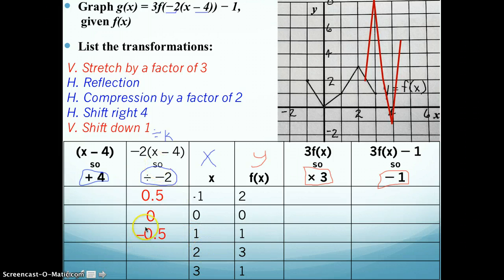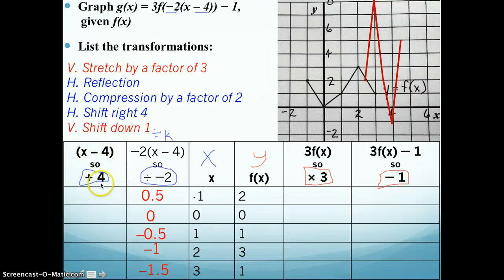This x value is going to be divided by -2. This x value is going to be divided by -2. Same thing. Right here, all I'm doing is dividing all my x values by -2. And that means I'm applying this horizontal reflection and compression at the same time. So the negative for the reflection and the 2 for the compression. I'm just applying all of my transformations right there.